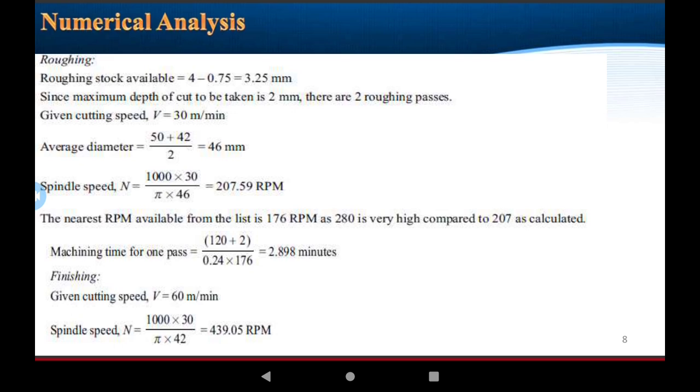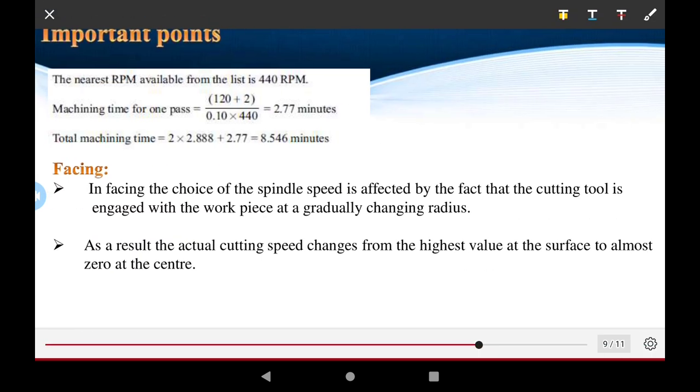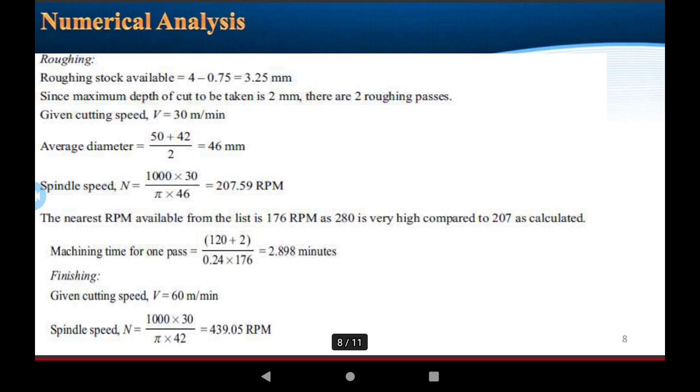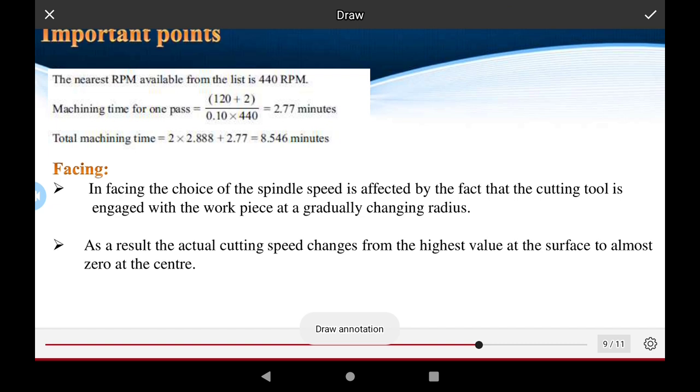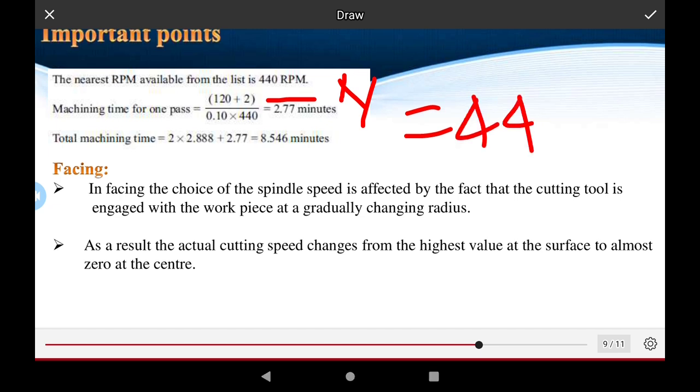Okay, so N = 1000 × 30 / (π × 42) gives the value for N. Also, find the value in RPM, which is available as 440 RPM. The machining time for one pass is given for the value of V, and N is the value 440.